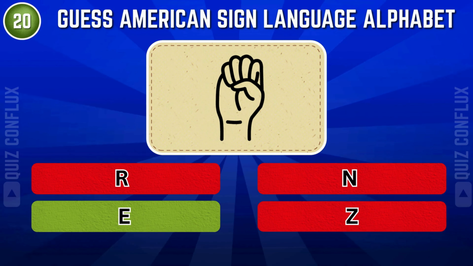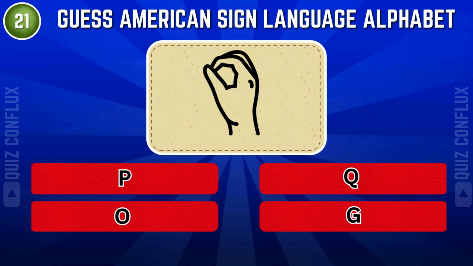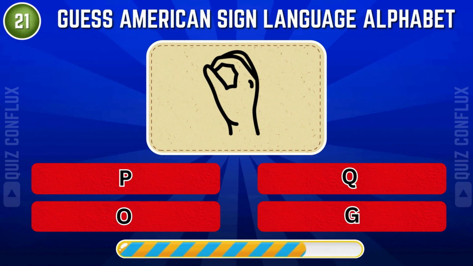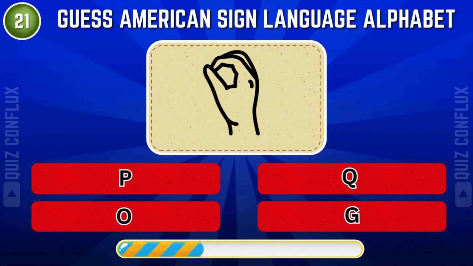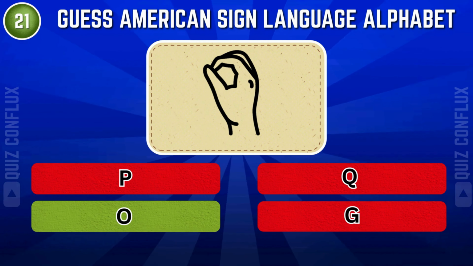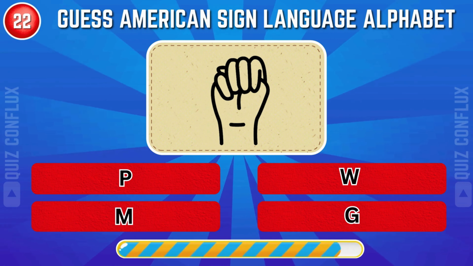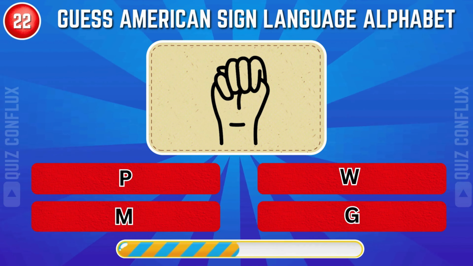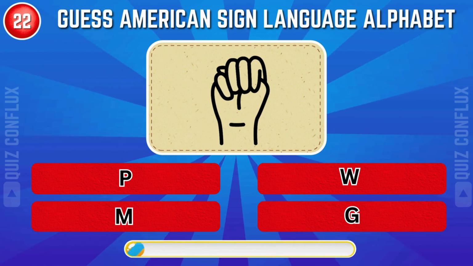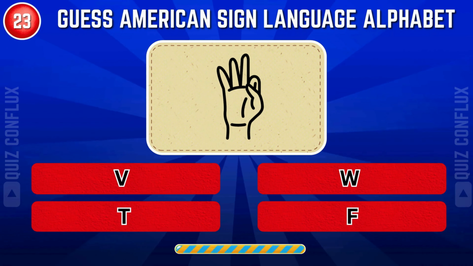Yes, the answer is E. Can you guess this alphabet? Correct answer, O. Identify this letter in ASL. Yes, the letter's M. Which ASL letter is shown here?